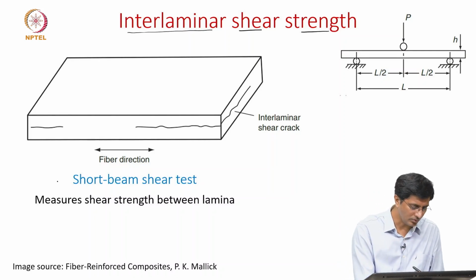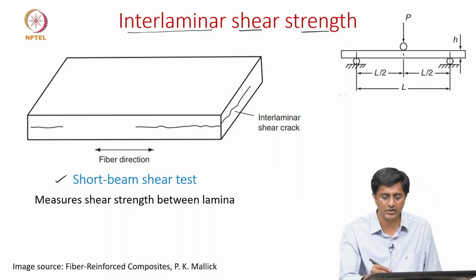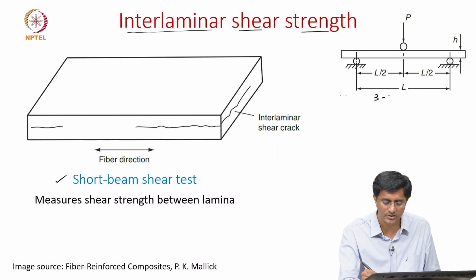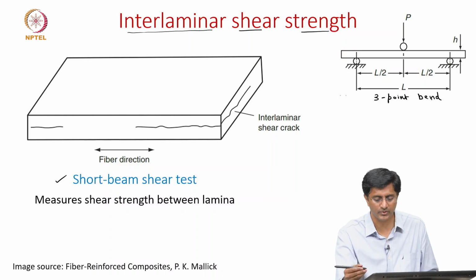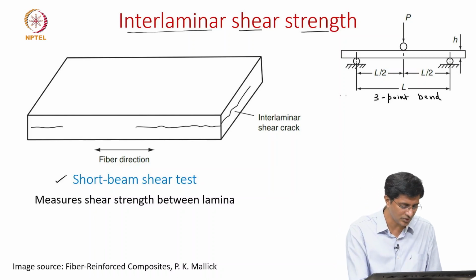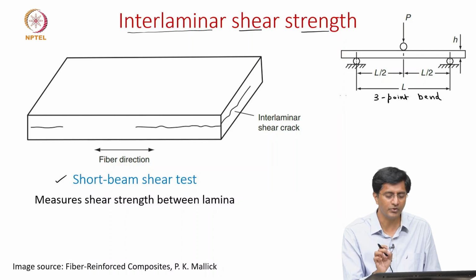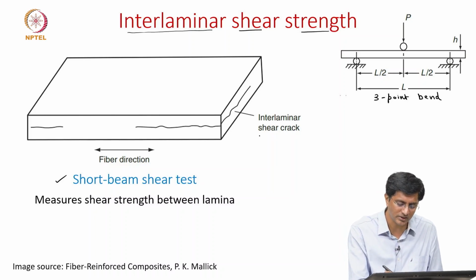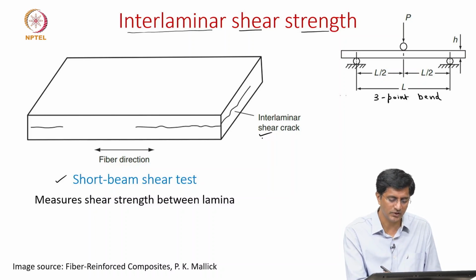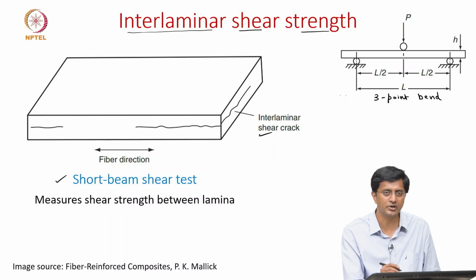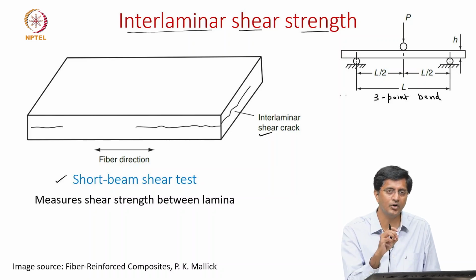So one way to test that is to use this short beam shear test. Again this is very close to a 3-point bend test, which we use to find the flexural properties. But here, once we use a short beam, the preferred failure mode is through these interlaminar shear cracks. Since we know the failure is in the interlaminar shear cracks, we should be able to relate the applied load to the resistance to shear in between these laminas.